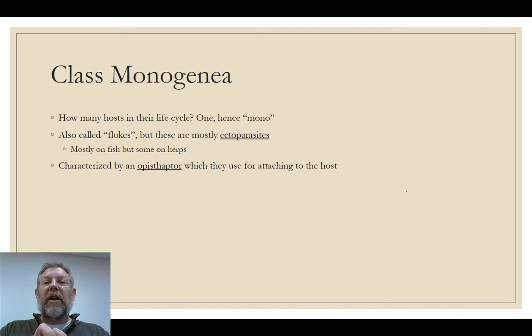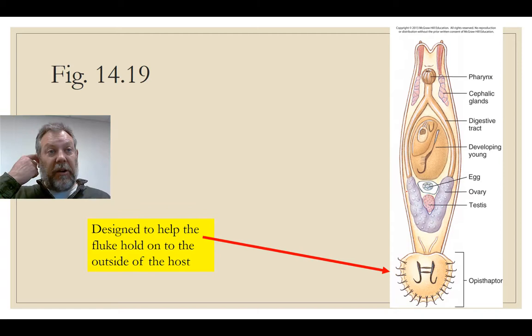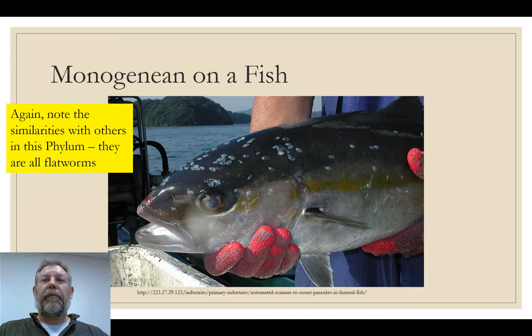And you use that opisthaptor to identify the different groups. And so here's a picture from your book kind of showing that. And you can see these series of hooks, and it's just designed to help this ectoparasite hold on to the outside. But again, notice the similarities in morphology with the other flatworms. Here's a fish that's got a bunch of these on its outside. And so again, these are all flatworms, and you can see that these little ectoparasites have the same kind of morphology. I don't know that I've ever seen this around here in Kentucky, but if you ever see it, now you know what you're looking at.